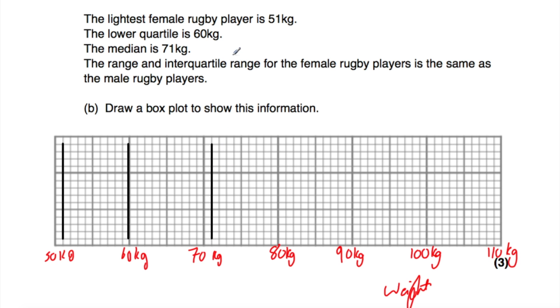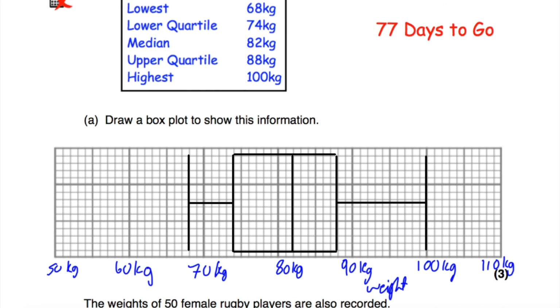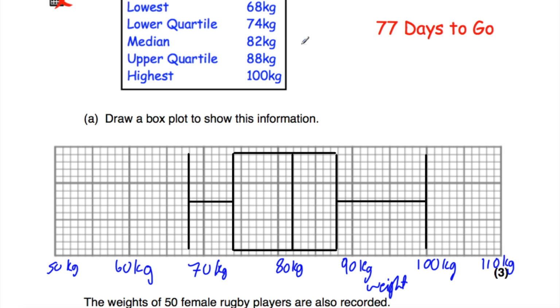Now then, to find the upper quartile and the highest value, we need to read the next bit of information. It says the range and the interquartile range of the female rugby players is the same as the male rugby players. So let's go up to the male rugby players and find the interquartile range and the range. The interquartile range, the IQR, is found by taking away the lower quartile from the upper quartile, by looking at the box and finding out how far apart they are, or we can look at these values and do 88 take away 74, and 88 subtract 74 is equal to 14 kilograms. So that means the interquartile range is 14 kilograms, and actually if you look at the box plot you'll see that they're 14 kilograms apart.